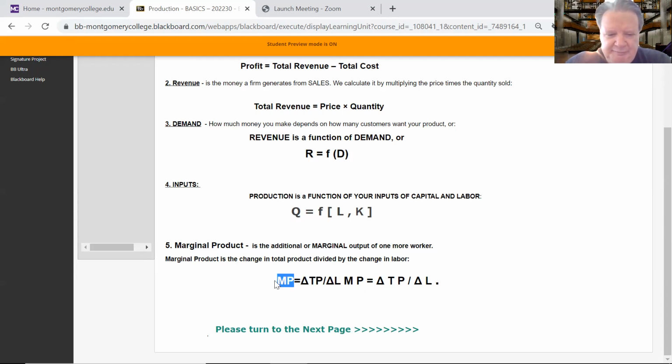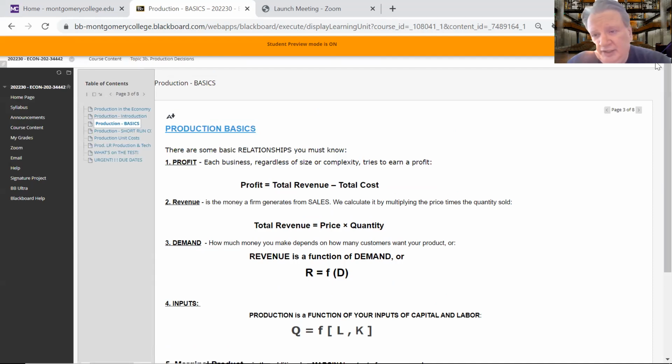So what does this mean? If I can get 300 more units for every one worker, then my marginal product of labor is 300, 300 divided by 1, as an example. So we're going to pause there and take it slowly.